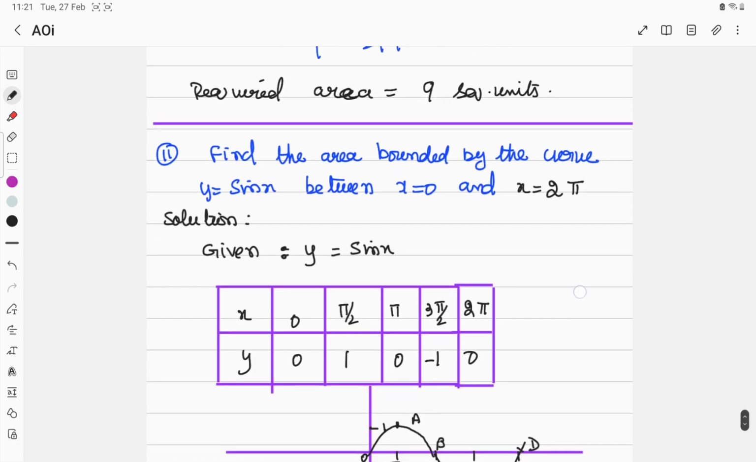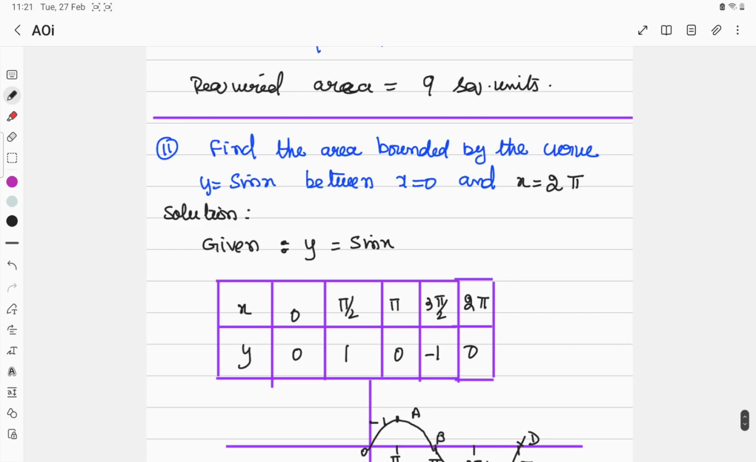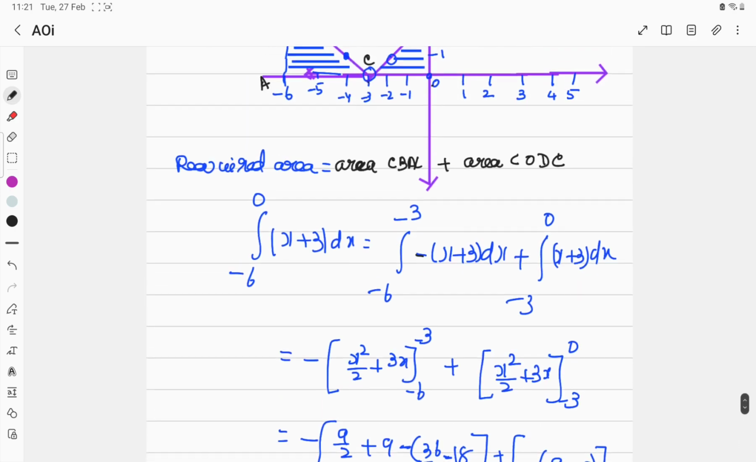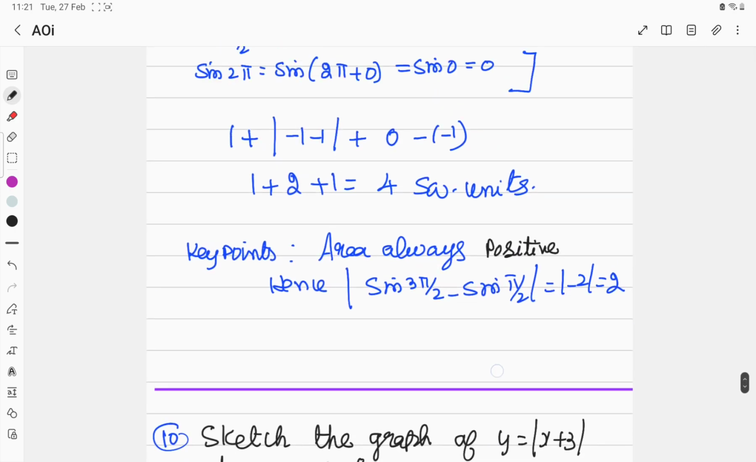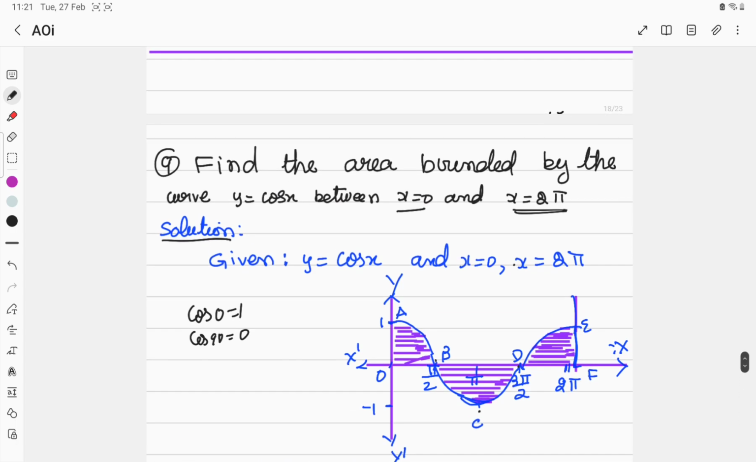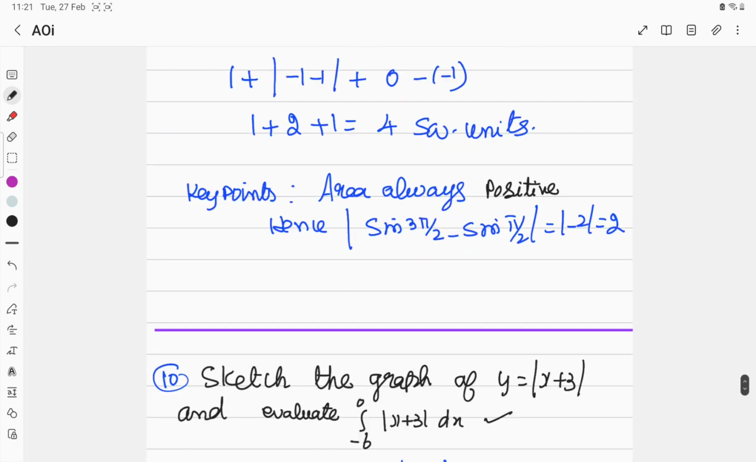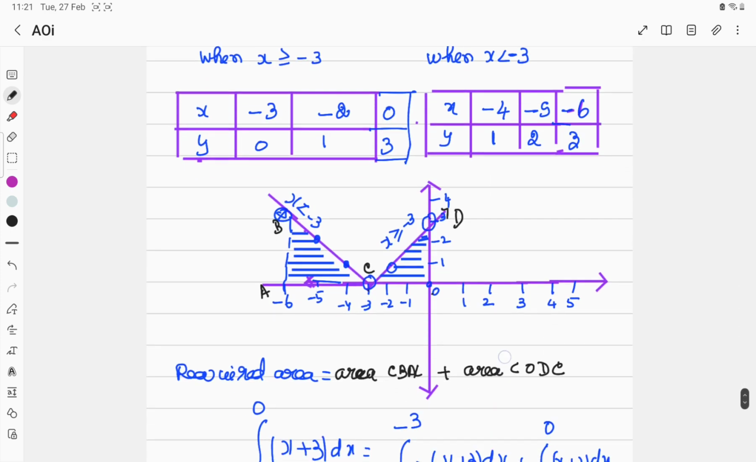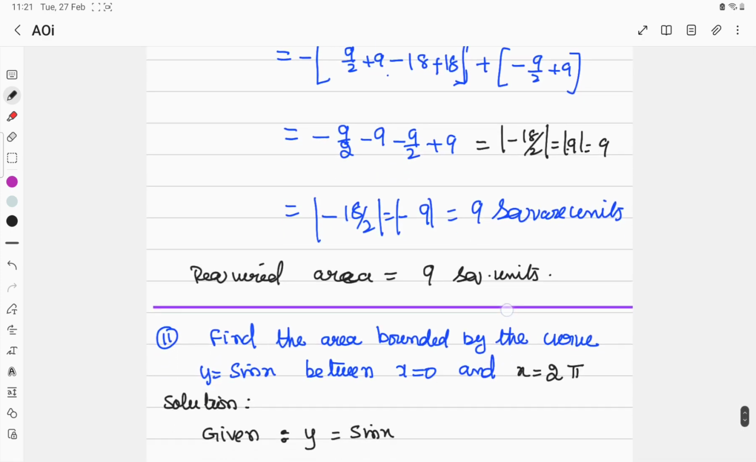Eleventh question. Find the area bounded by the curve y is equal to sin x between x is equal to 0 and x is equal to 2 pi. Here also this sum is similar to the ninth question. There they gave cos x, here they are given sin x.